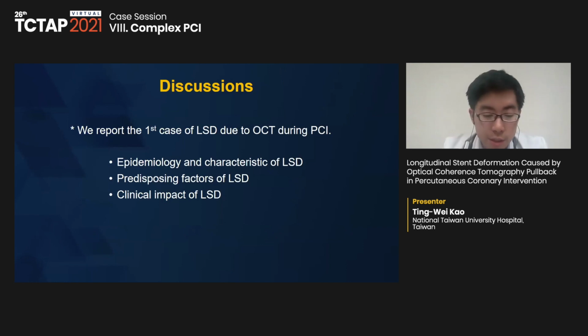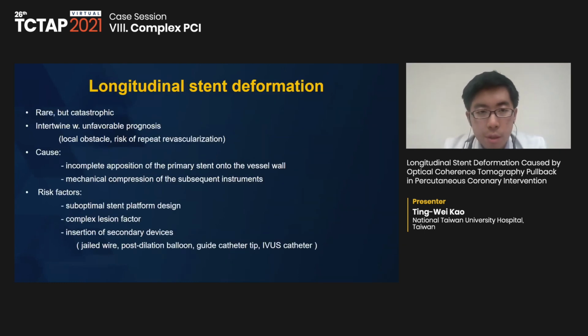Discussions. In this study, we described the first case of LSD due to the OCT pullback, and we would like to discuss this condition. So longitudinal stent deformation is a rare but catastrophic complication. The literature also suggests its association with unfavorable prognosis. The cause is mainly either incomplete apposition of the primary stent or mechanical compression by the subsequent instrument.